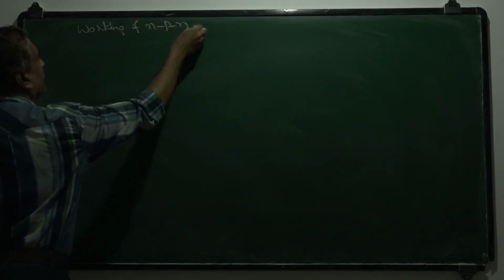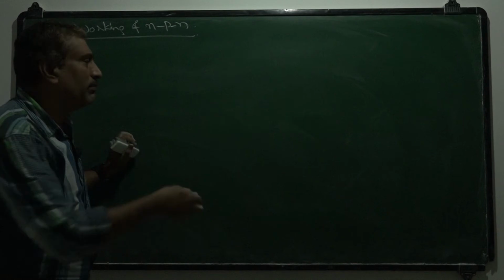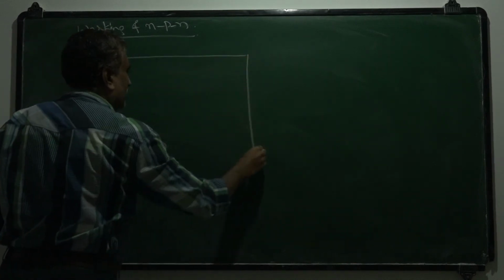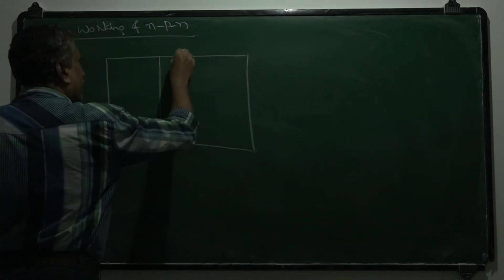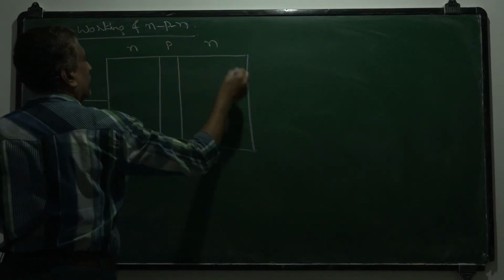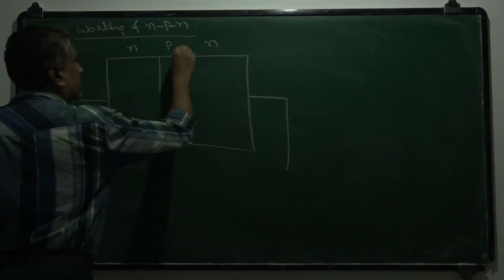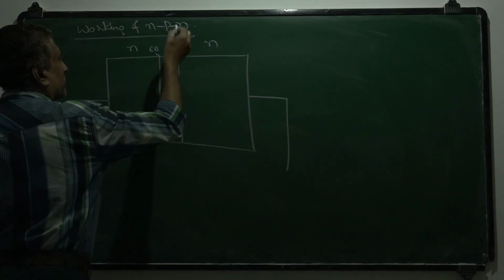Now, the working of PNP transistor, working of NPN transistor. The working of NPN transistor is similar to that of PNP transistor only. I will explain. This is NPN. This is the collector junction. This is the emitter base junction, EB junction, and this is the CB junction.